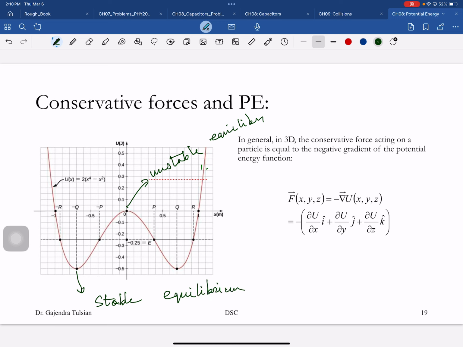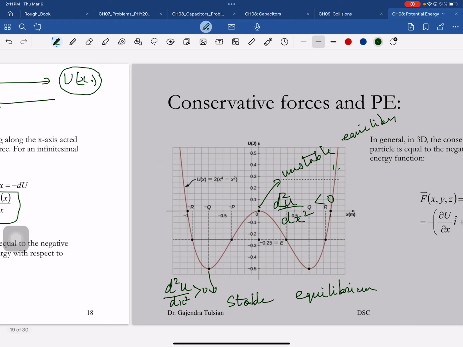Yep. So at this point dU by dx is negative and increasing. The second derivative is positive at this point. For stable equilibrium, d squared U by dx squared is greater than 0. So for stable equilibrium, it's a local minimum, and for unstable equilibrium, it's a local maximum.